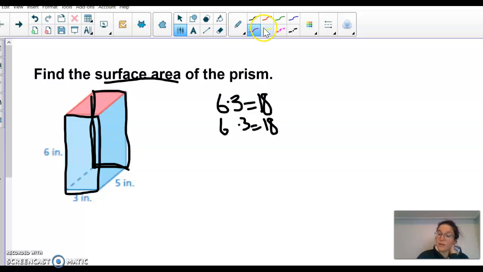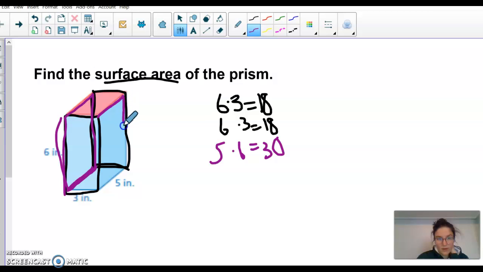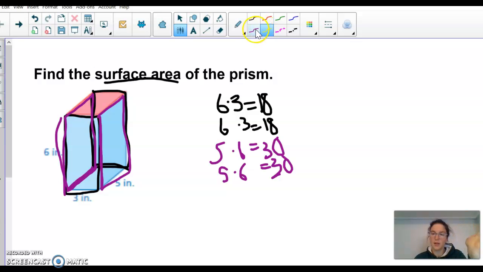Now let's do the left and the right side. Here's the left side in purple. The height is that 6, and this base is going to be 5. So 5 times 6 is 30. That was the left side. Now let's do this right facing side. Again, the height is 6 and the base is 5. So it's 5 times 6, that's 30. Now you already did front, back, and the left, right.